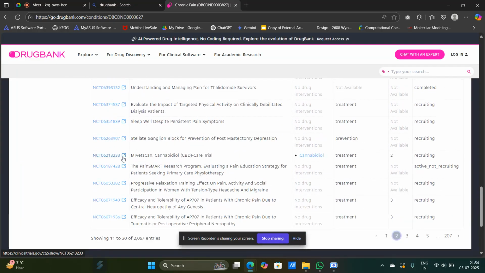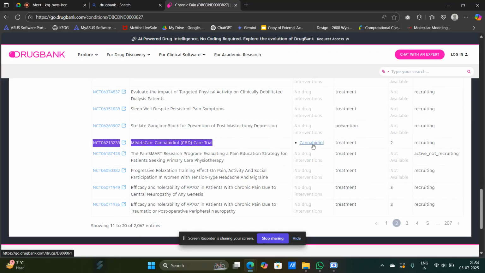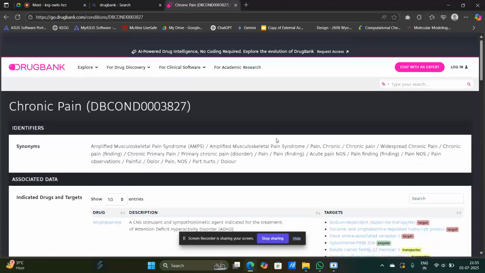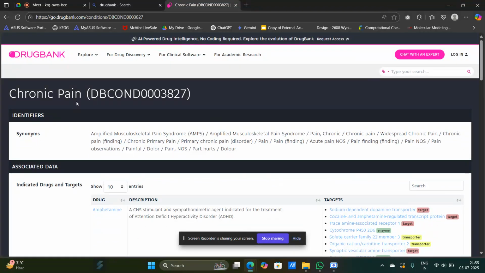Yeah. So you can see here, when I went to the second page, there is again a clinical trial enlisted, MI VET scan cannabidiol CBD care trial. And for this clinical trial, under the drugs column, they have enlisted this cannabidiol drug. It just means that in this particular clinical trial, this drug was tested for treatment of a particular symptom or a disease, or maybe in this case, the chronic pain. Are you guys able to understand?